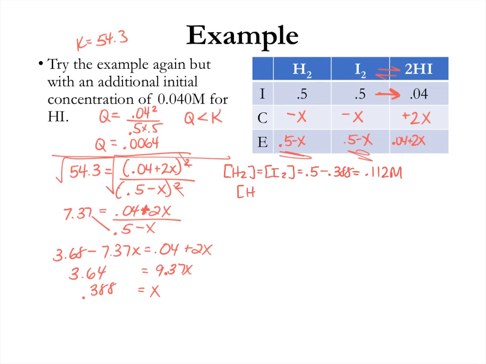And then for the hydrogen iodide, it's 0.04. I didn't do that one. 0.04 plus 2 times 0.388. So I solved all these other ones, I just skipped that line. That's equal to 0.816 molar. So again, this makes sense that since our K value is so large, our final concentration of product should be greater than our concentrations of reactants when it reaches equilibrium.